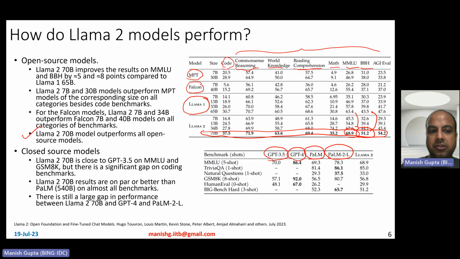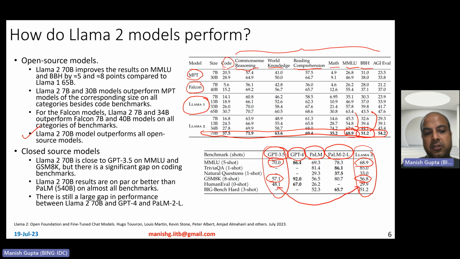On the closed source models, however, the story is somewhat different. If you look at the Llama 2 70 billion results, they are somewhat closer to GPT 3.5. Specifically on MMLU, they are pretty close, and also on GSM8K these results are somewhat close. But then there is a good gap to close on the HumanEval coding benchmark.